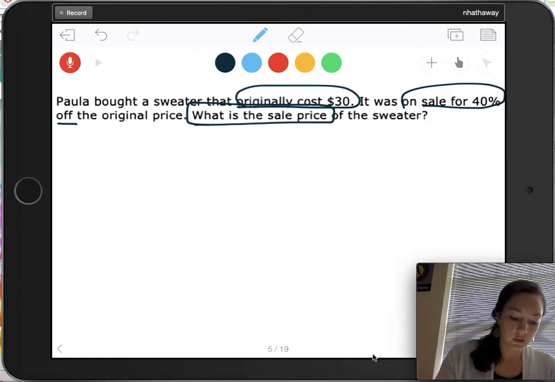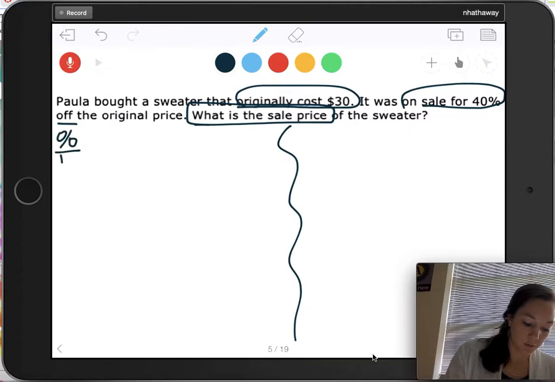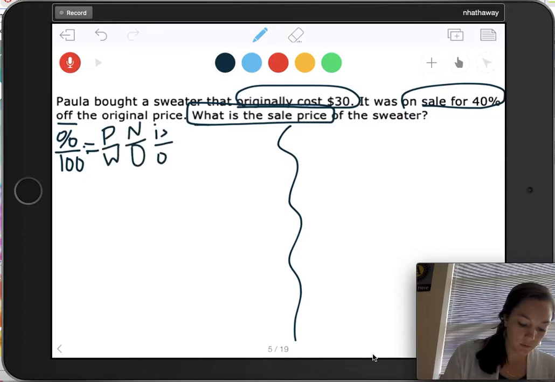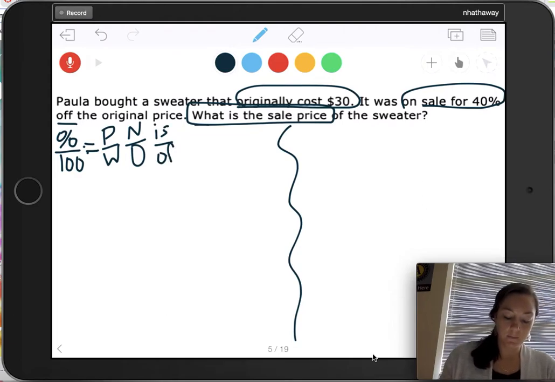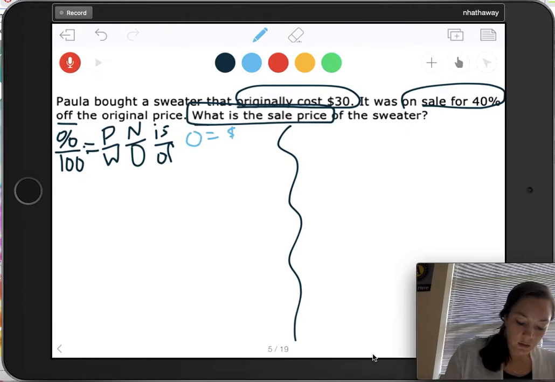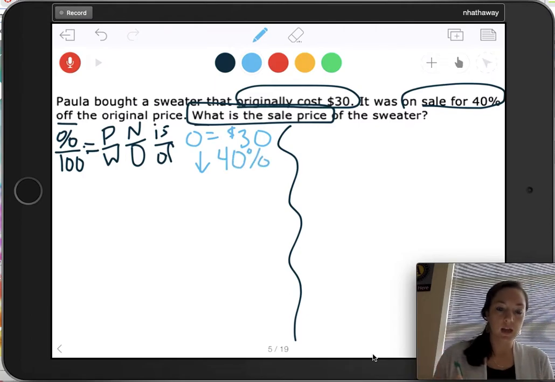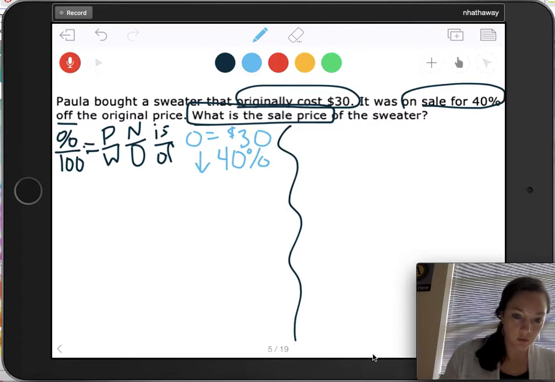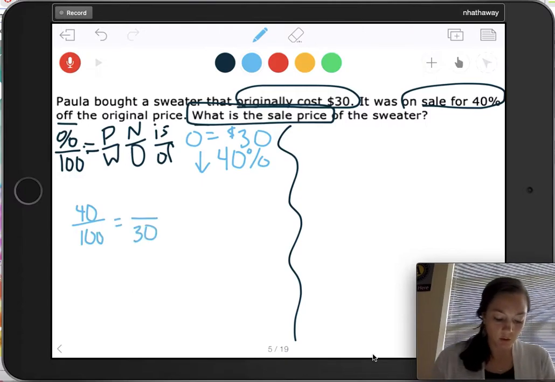So let's use the two methods. I'm going to also add my proportion, percent over 100 equals part over whole, new over original is over of, and see what we get. So I know that the original price is $30, and I know that a sale or a decrease of 40%, and I want to know the sale price. So I'm going to do the first way where we find 40% first. So we're going to say 40 over 100 is equal to something over 30, our original.